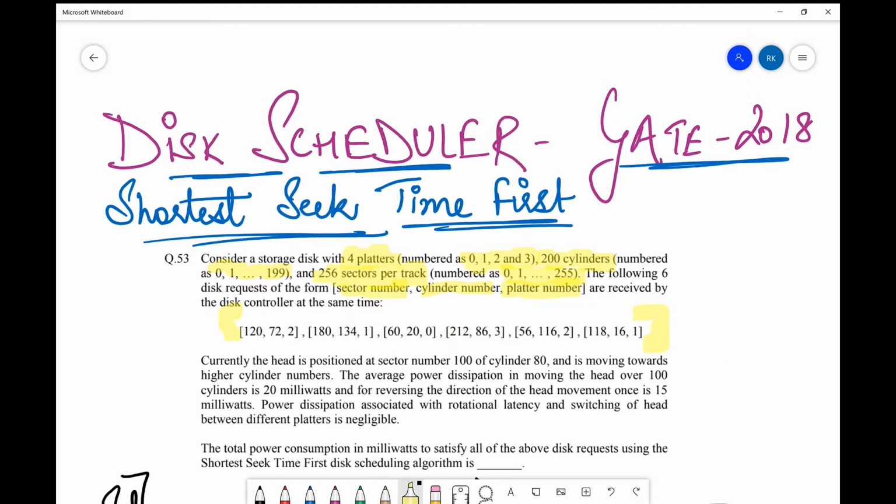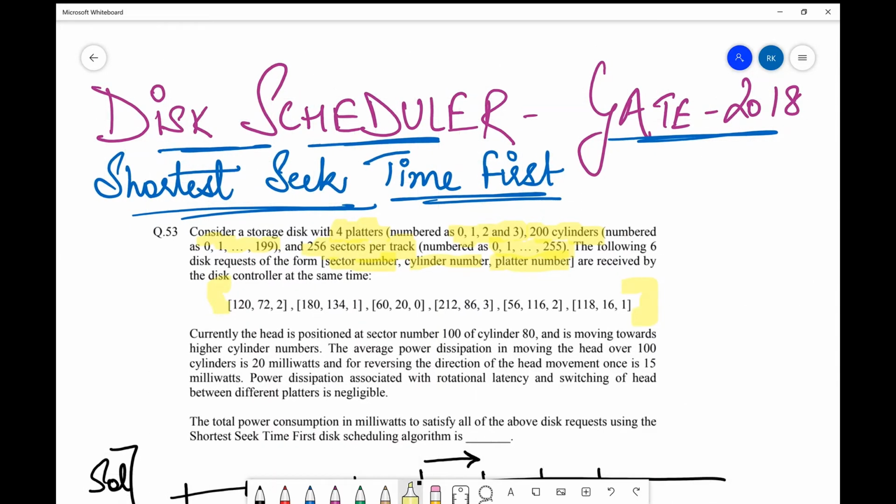by the disk controller, and what they ask is that currently the head is positioned at sector number 100 of cylinder 80. So at the 80th cylinder, sector number 100 is where the head's current position is, and it is moving towards higher cylinder numbers. That means basically the direction is also given. So since it is moving towards higher cylinder numbers, it is moving to the right hand side. So from 80 it is moving towards right, towards higher cylinder numbers. Let's say 90 is here, then 100 is here, so it is moving toward right.